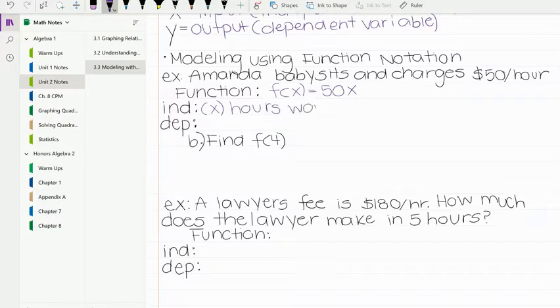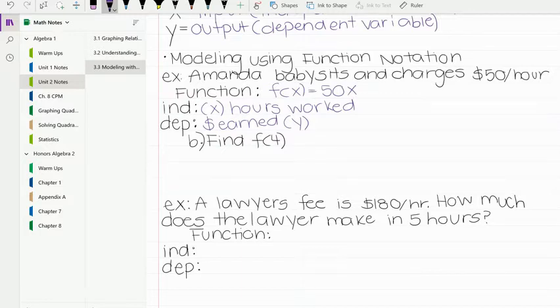Sometimes it's actually easier to write your function first and then come up with it. For example, if I do 50 times 3 hours, that will give us the answer. So that must mean the answer is the amount of money earned. And this makes sense because the amount of money earned depends on the amount of hours worked. So again, y is always dependent.